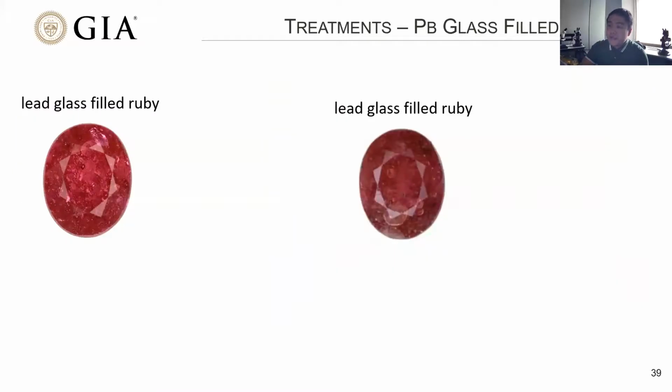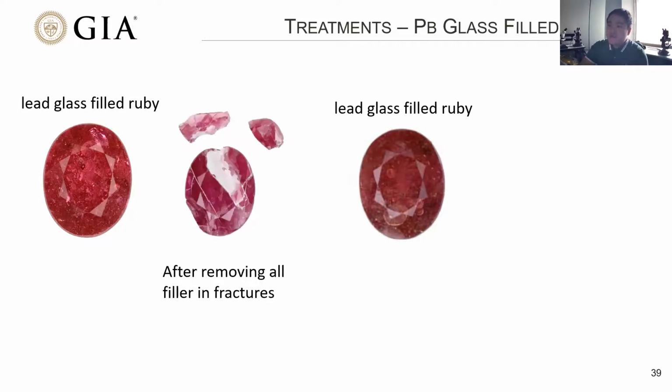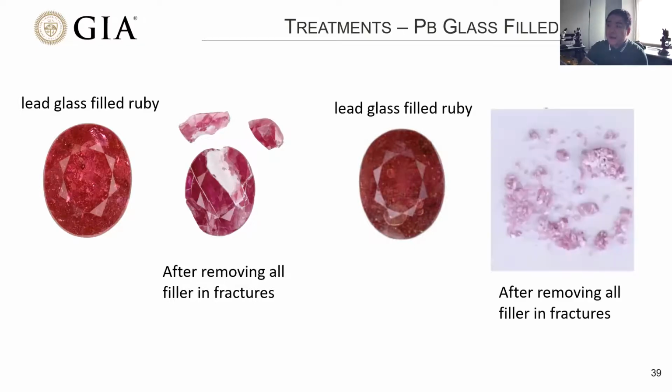This type of ruby may be unstable to chemical agents. Special care should be taken when cleaning or repairing them. Jewelers' pickling solution etches the filler in minutes. If the lead glass in the ruby's fracture is removed completely, what is going to happen to the stone? Some large fragments can drop out from the original ruby. The ruby can even become powder.